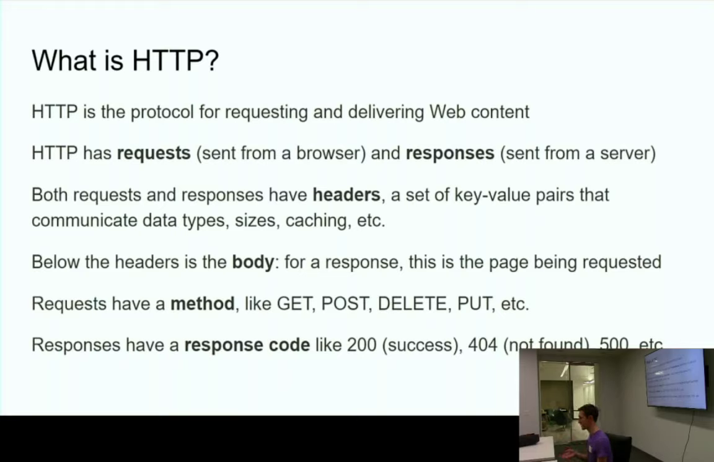Both requests and responses have headers, which are key value pairs that say things like what data types are involved. Is it JSON? Is it binary? Is it XML? Whatever. Or what size it is. Like how big is this web page going to be? How much memory should I allocate? These are important things that computers need to know.